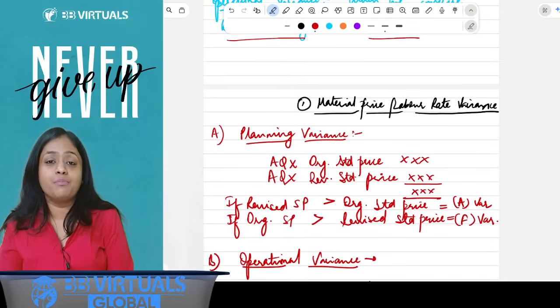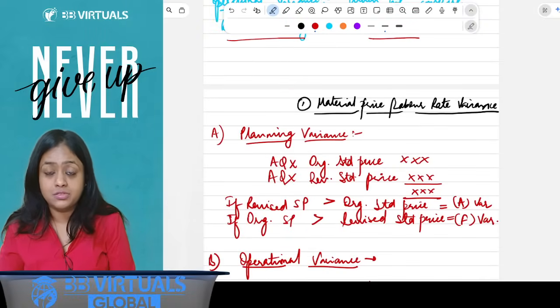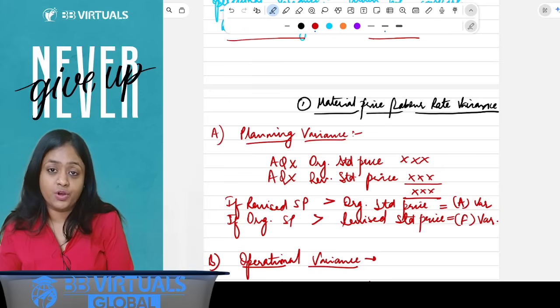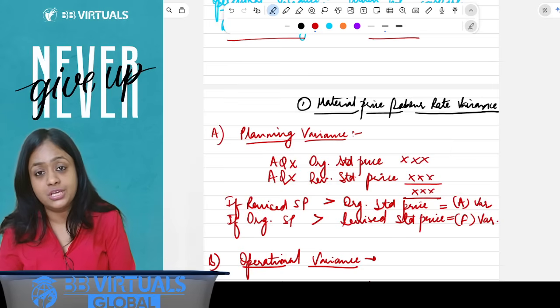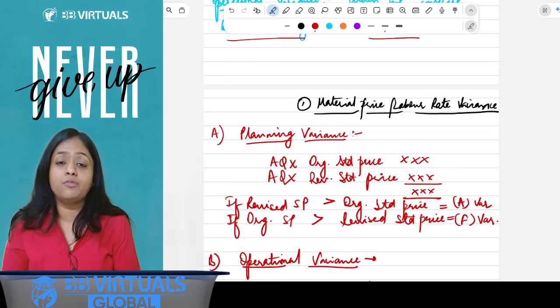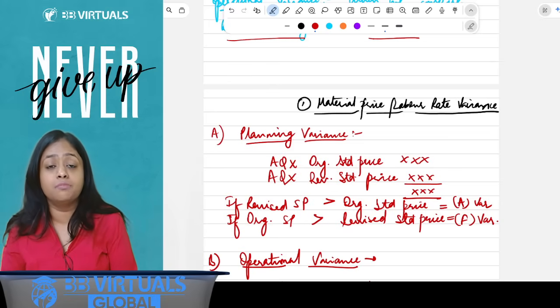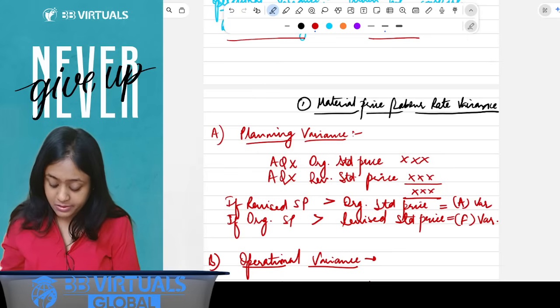So let's say I have a material price variance and a labor rate variance, which are basic variances. If you take the planning variance for it and the operational variance for it, remember the formula will never change. The only thing that will change is, in planning variance, you will compare the original budgeted material price figure with the revised budgeted material price figure. Likewise, for the operational variance, we'll compare the revised budgeted material price with the actual material price.